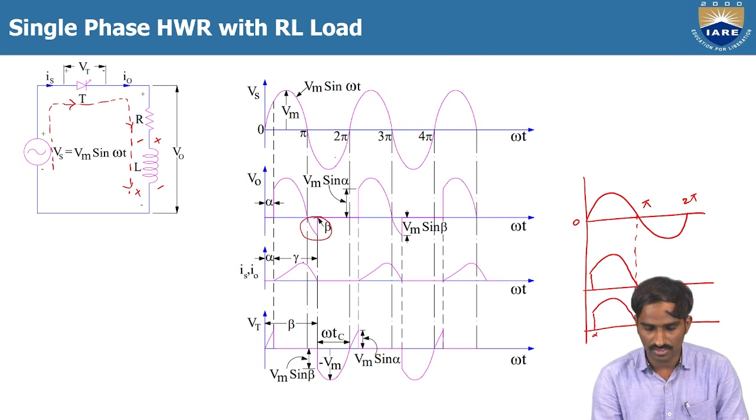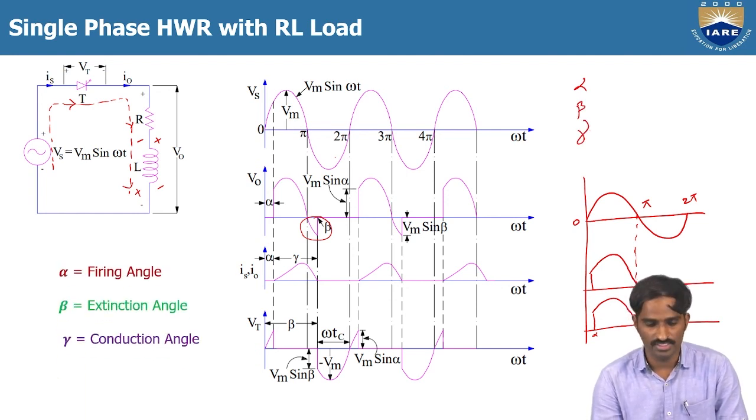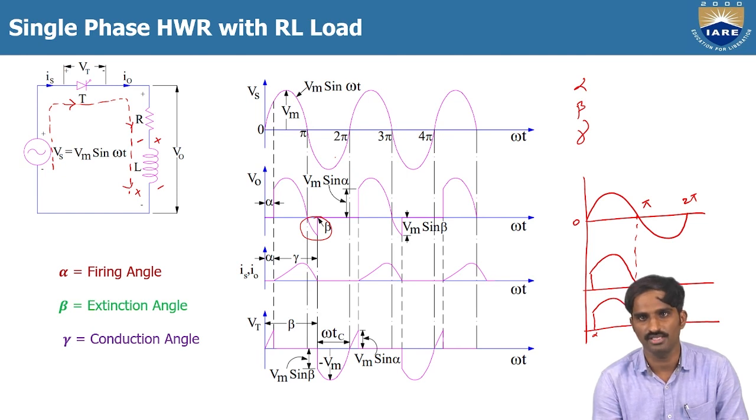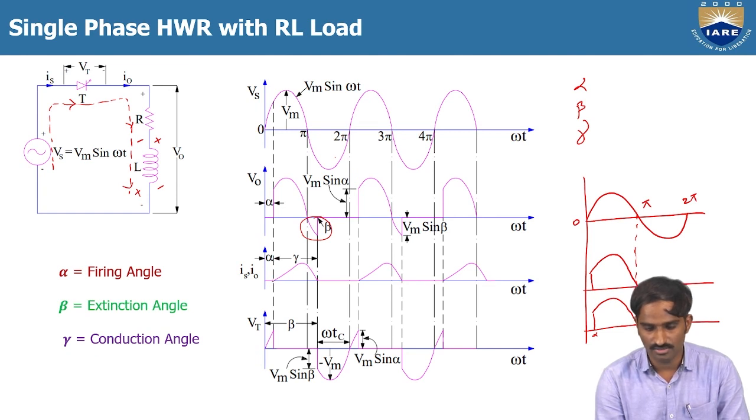Here you can see there are 3 different angles: alpha, beta and gamma. Already we know alpha is the firing angle, and beta is called the extension angle, because the conduction period is extended from pi to beta. Then gamma is called the conduction angle. The duration from alpha to beta is called gamma. So that is the conduction angle.